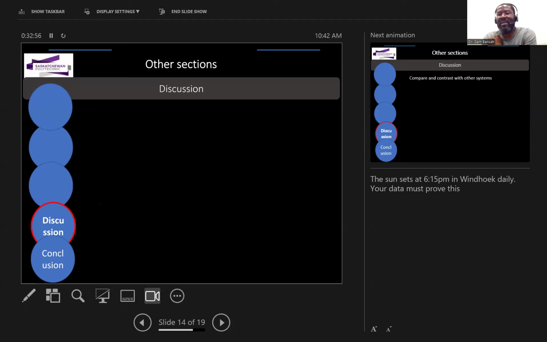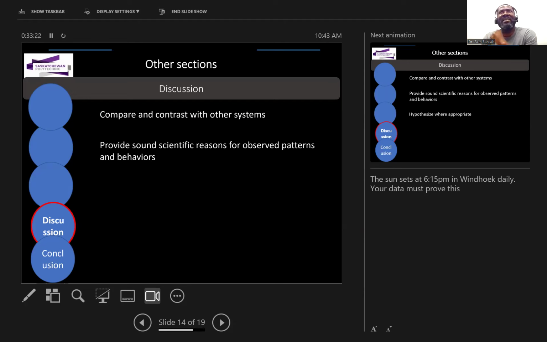Now we come to our discussion. In the discussion, we have to compare and contrast with other systems. You have to be elaborate. You have read a lot. You know what is happening. You have it in your brain. What are the similarities? What are the differences? These are things you have to talk about. Provide sound scientific reasons for observed patterns and behaviors. Be detailed in your descriptions. Your reasons should be scientifically sound.